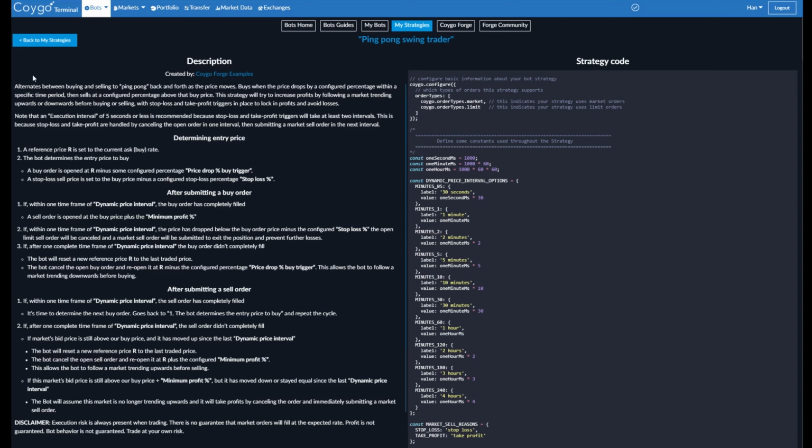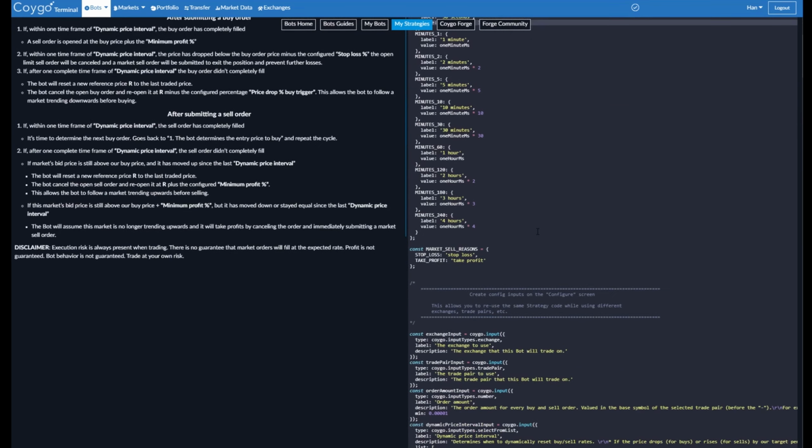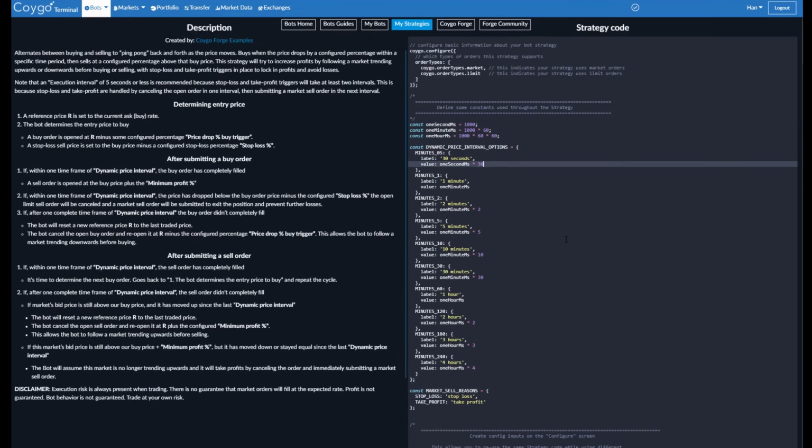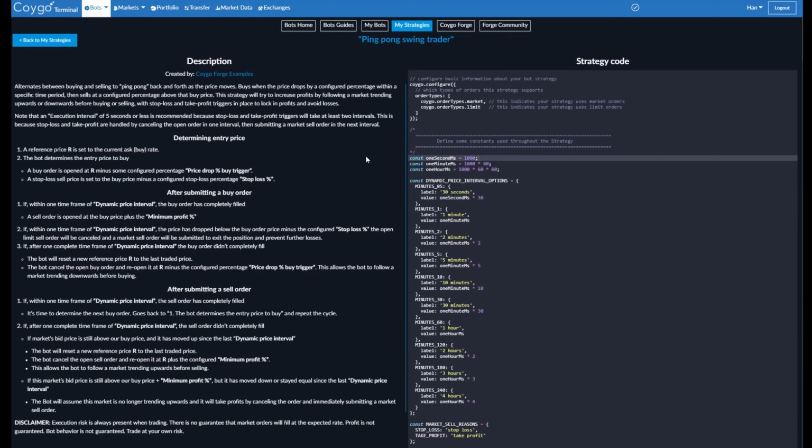You can see on the left side the description of the strategy, and on the right side the full source code. So you can see exactly what the strategy is doing, and you're actually free to view, copy, or even modify this code to customize it as you'd like to see fit.